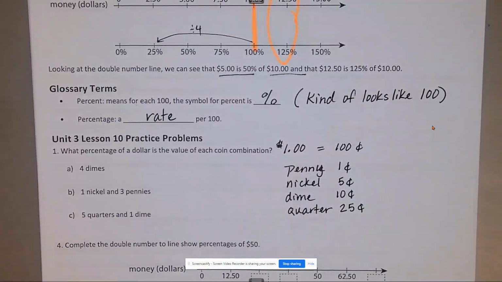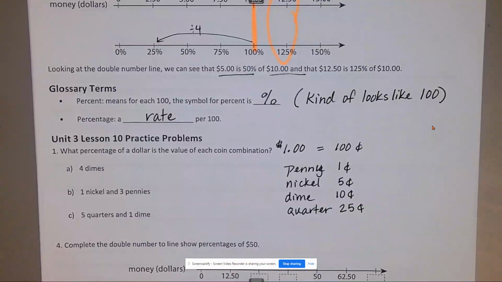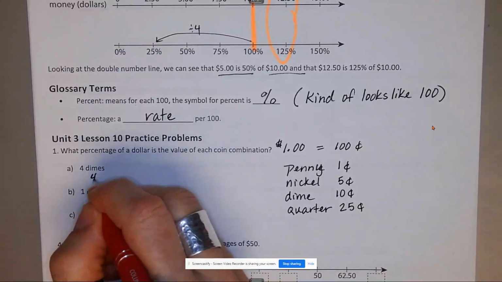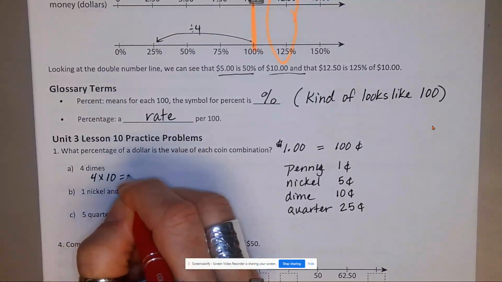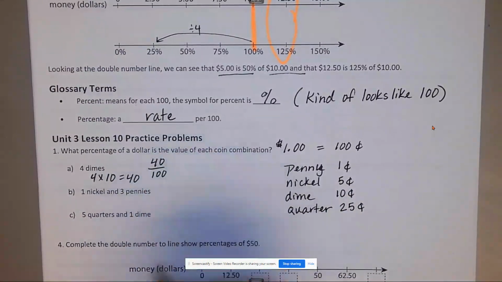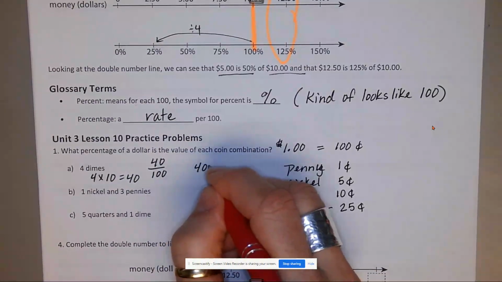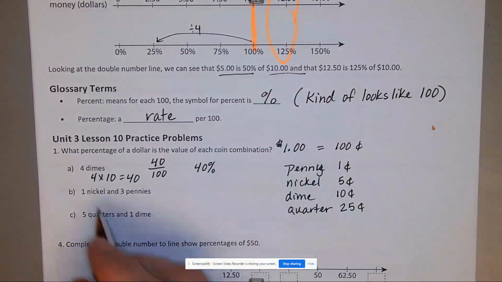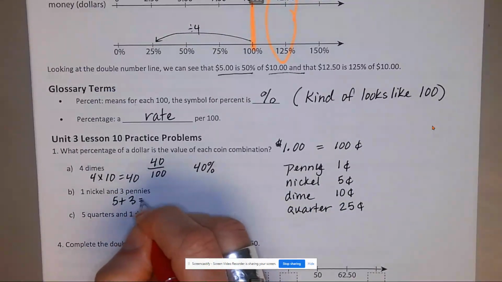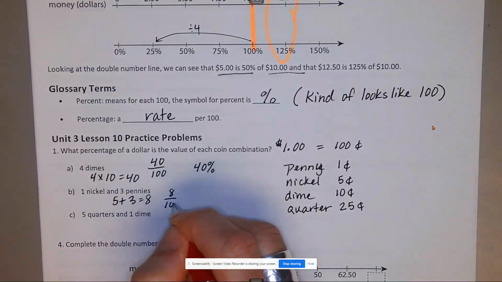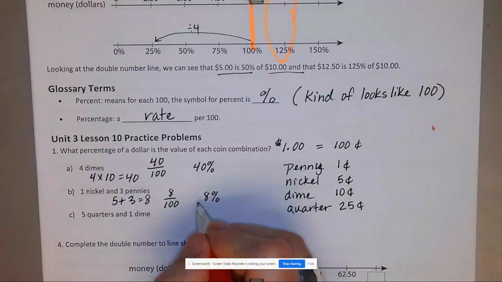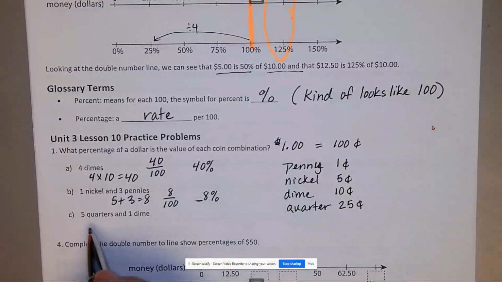So if I have 4 dimes, figure out what percent that would be. So 4 dimes, 4 times 10 is 40, and we're saying it's 40 cents out of 100 cents. That is 40%. 1 nickel and 3 pennies. Well, a nickel is 5 plus 3, so that's 8. 8 out of 100 is 8%. And you could put a 0 if there's a space.